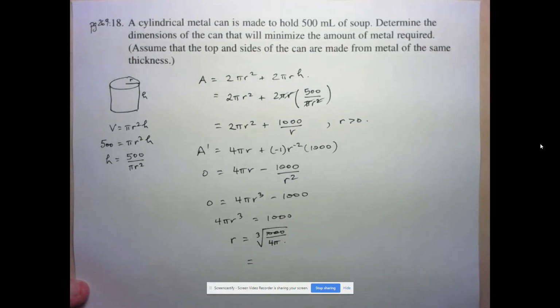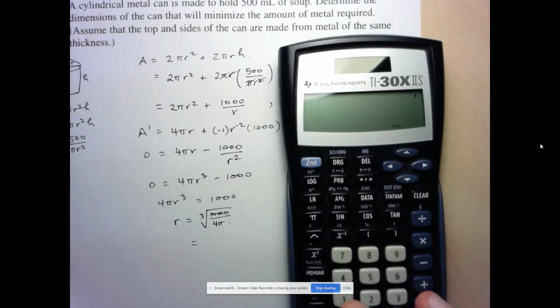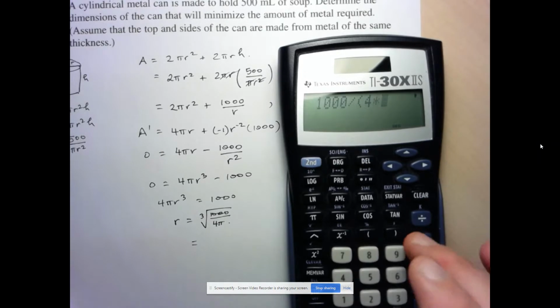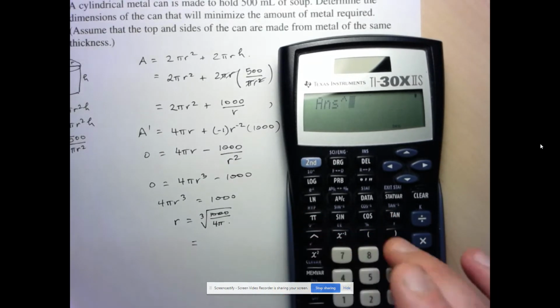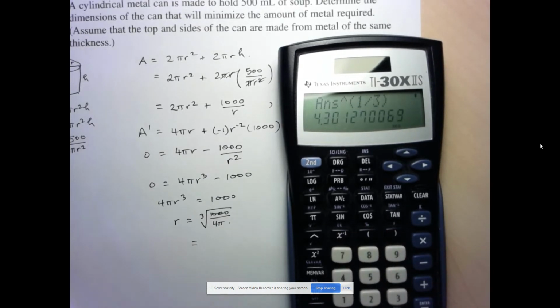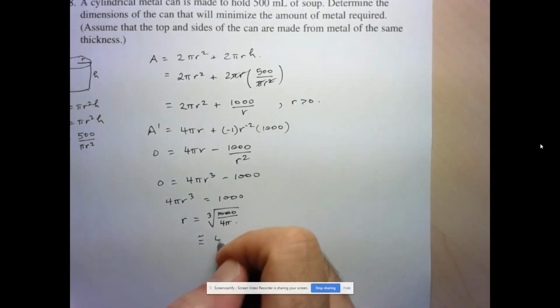Since it's an application question, I'll not leave it in exact form. So here we've got 1,000 divided by 4 times pi. Okay, and cube root, so exponent 1 over 3. All right, and it looks like we've got about 4.3. Okay, it's approximately equal to 4.3.